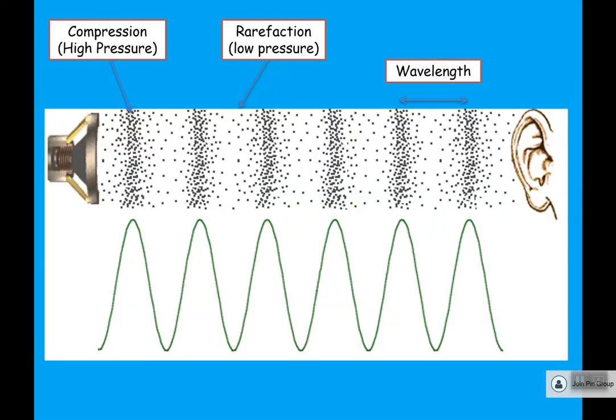With longitudinal waves, there are 2 points to note. You have these areas here where you have high pressure. They call that areas of compression, where the particles are squashed together. You have these areas here, areas of rarefaction, low pressure, where the particles are spread out. You can measure the wavelength by measuring the distance from compression to compression. You could do rarefaction to rarefaction as well, but usually compression to compression.